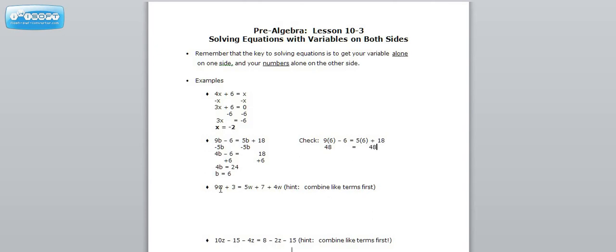Okay, I've got a w on this side of the equation. I've got a w here, and I have a w here. And notice the hint that I gave you. Combine like terms first. Look right here on this side. I've got two w terms that I could add before I start doing things to different sides of the equation.